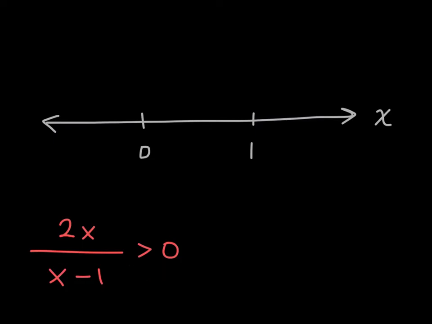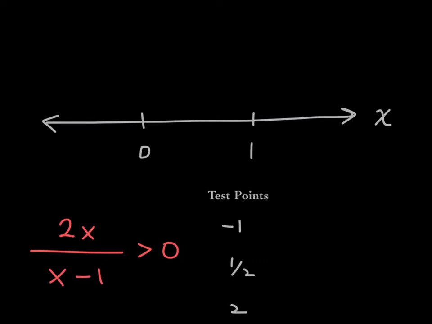Choose a number, please, that is less than 0. How about -1? So that's 1 test point. And then choose something between 0 and 1. How about 1/2? And then something greater than 1. How about 2? It can be anything greater than 1. It doesn't have to be 2. It doesn't have to be -1. Anything less than 0, okay? All right, these are my test points from each of those intervals.